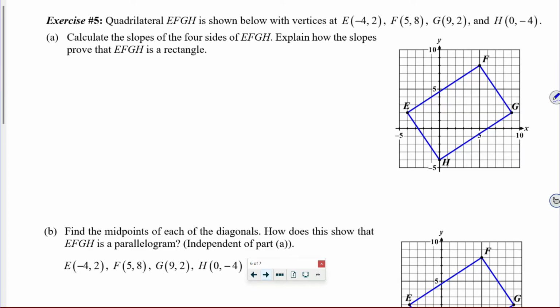Quadrilateral EFGH is shown below with vertices at E(-4, 2), F(5, 8), G(9, 2), and H(0, -4). Letter A. Calculate the slopes of the four sides of EFGH. Explain how the slopes prove that EFGH is a rectangle.